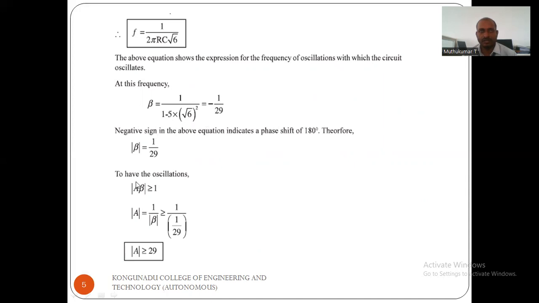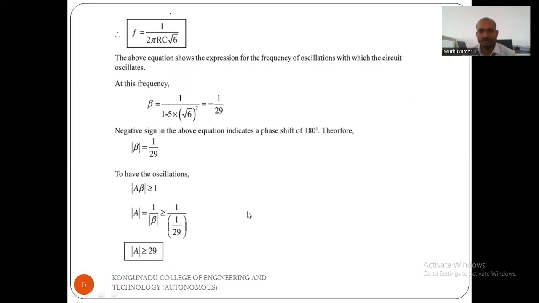To have sustained oscillations, the modulus of A beta should be greater than or equal to 1. From this equation, modulus of A is equal to 1 by modulus of beta, greater than or equal to 1 divided by 29. So modulus of A is greater than 29. The gain of the amplifier should be greater than 29 to provide the oscillations.